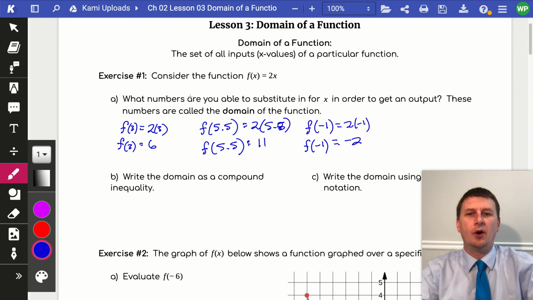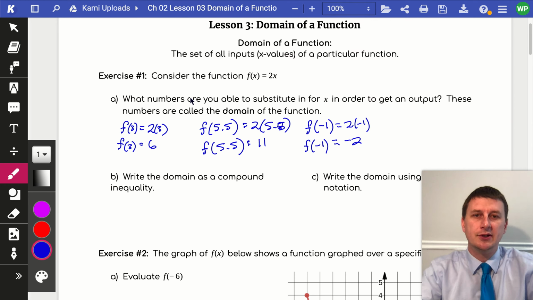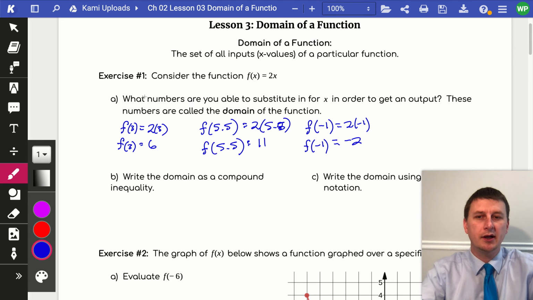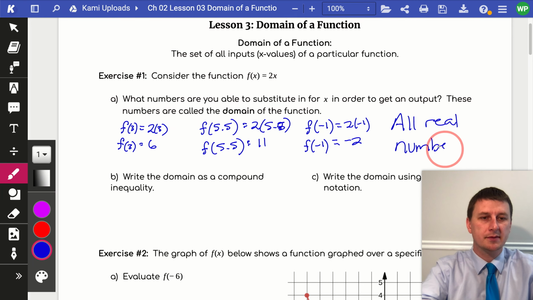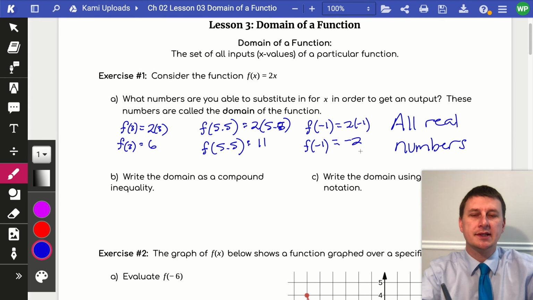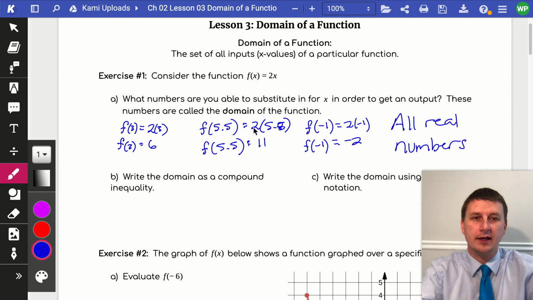So all of the numbers that we're able to substitute in are called the domain of the function. So what numbers are we able to substitute in for x? We're able to substitute in all real numbers. Every real number we're able to substitute in for x and get an output for f of x.